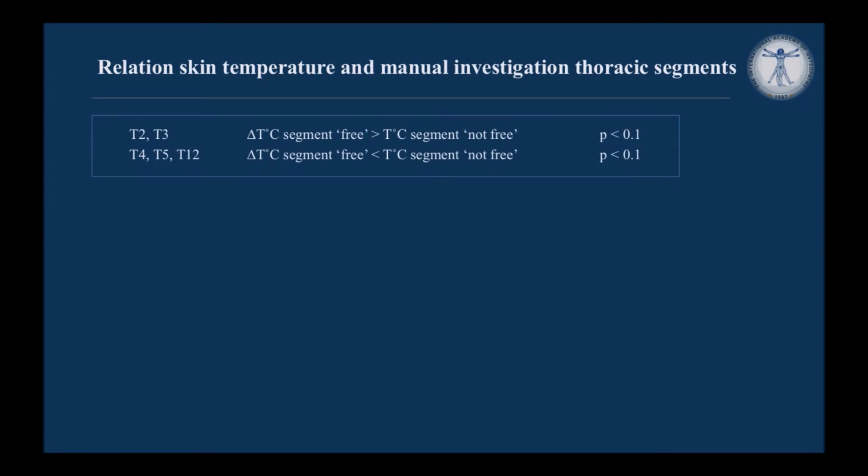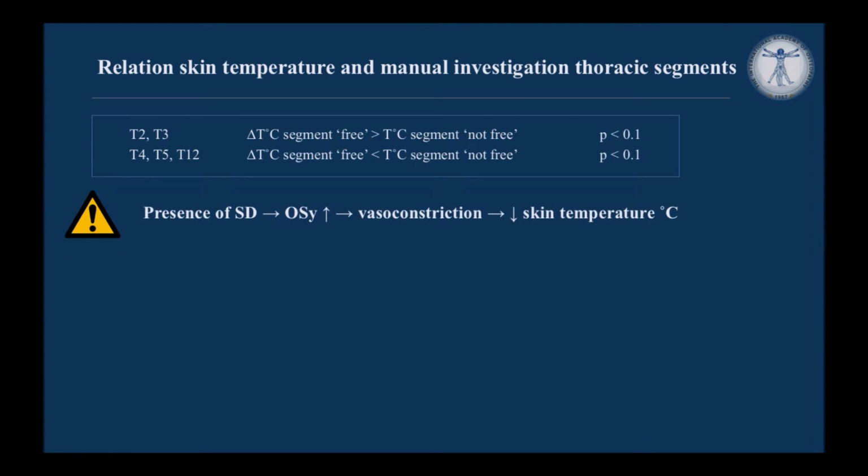Secondly, the relation between skin temperature and the manual investigation of the thoracic spine was searched. A segment at the level of T2 and T3 that was free showed a higher mean paraspinal right-left skin temperature compared with the segment that was not free. For T4, T5 and T12, an inverse temperature relation was found. The reason why these results have been found could have had multiple causes.